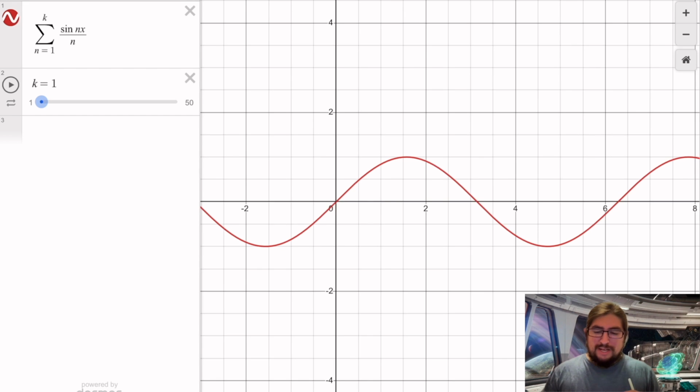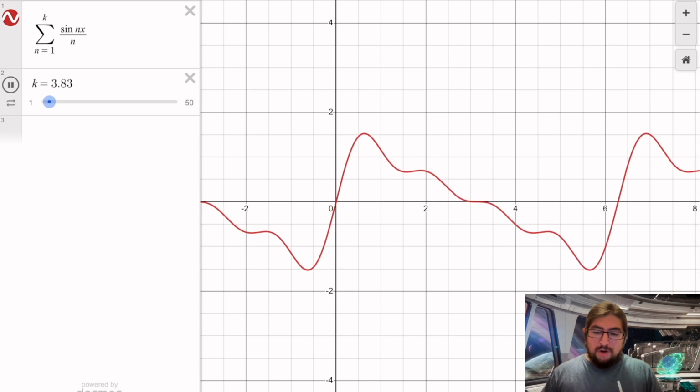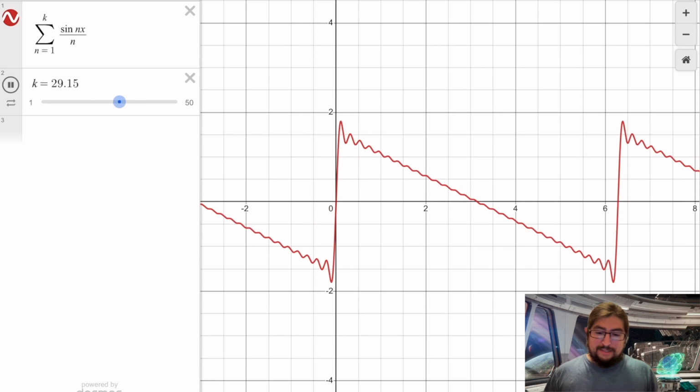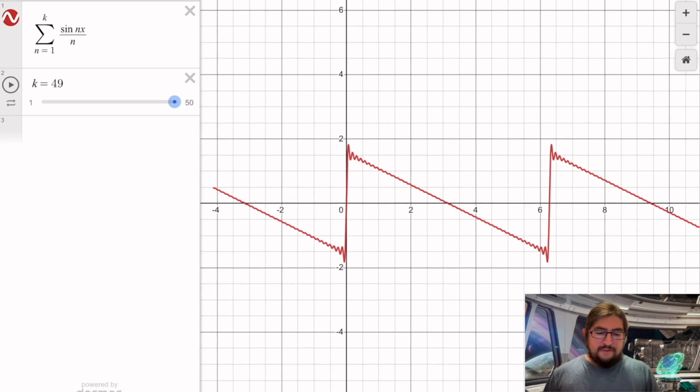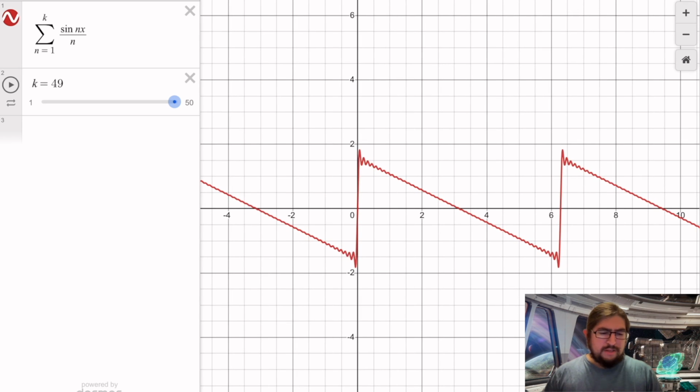But anyways, notice as k, the ending part of the sum, gets larger and larger, we get this kind of animation. And of course, as k goes to infinity, we start to see that we get these lines. In fact, this is known as a sawtooth type graph, or a sawtooth wave, I guess you can call it. It's not really a wave, but it's a sawtooth function.